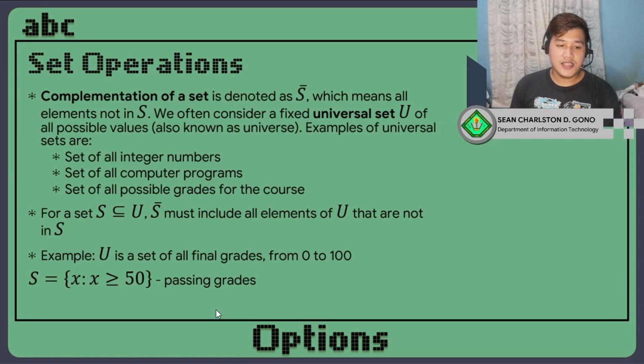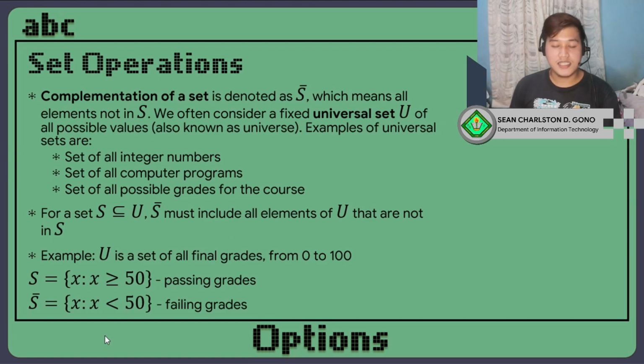So what we'll write down is the complement of the set is equal to x, where x is less than 50. And we'll call that set the failing grades. So that is the complementation of a set. And again, that means all elements that are not in our set.